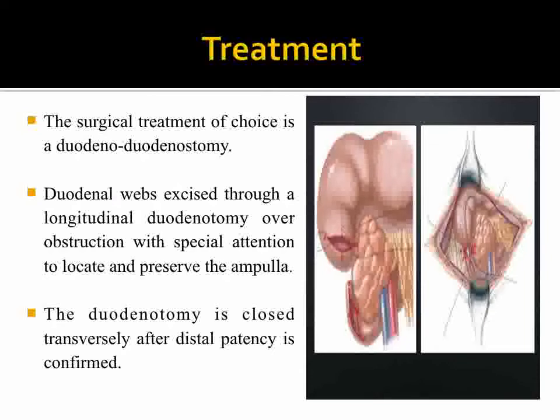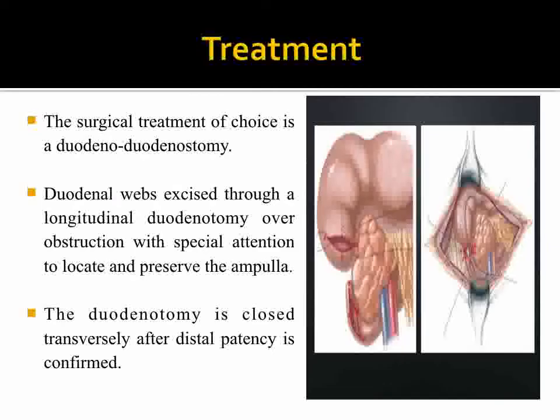If there is a duodenal web, meaning a membrane or diaphragm occluding the lumen of the duodenum, we can do excision of the web. We open the duodenum longitudinally and excise the web, and then the duodenotomy is closed transversely. But we have to be careful, because the most common site of the web is just adjacent to the ampulla of Vater, so during excision you have to be very careful not to injure the ampulla of Vater. So this is duodenal obstruction.